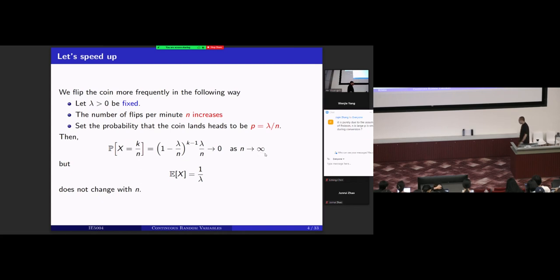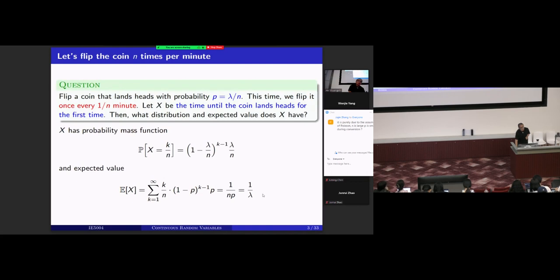So what does it mean? It means that we play the game like this. We flip a coin very, very, very frequently, because n is large, n is the number of flips per minute. And the probability that it shows heads is very, very small, in the sense that n times p is a moderate number, which is lambda. So in this way, we can imagine that this x, the time until we see the first heads, will converge to a limit random variable, right? And it is important that no matter what n is, what p is, as long as n times p is equal to lambda, the expected value of x is always 1 over lambda. It's always like this, right?